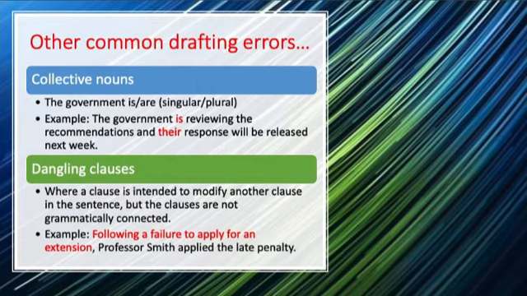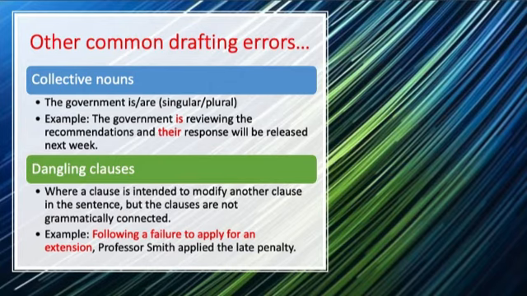So you can see the example on the slide there. Following a failure to apply for an extension, Professor Smith applied the late penalty. Now, note that the words highlighted in red are the first clause, then there's a comma, and then a second clause follows in the same sentence. The first clause is problematic because it does not tell us who failed to apply for the extension. We have no indication of the subject in that sentence.